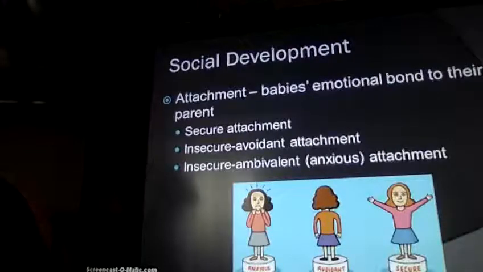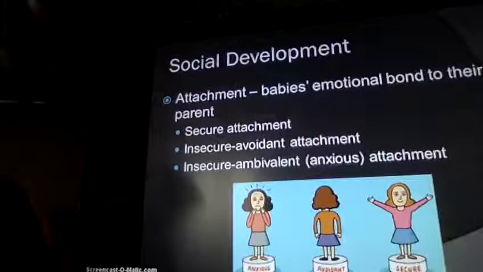Insecure ambivalent attachment, I'm going to refer to it mostly as anxious attachment, is when there's an anxious emotional bond marked by both a desire to be with the parent and some resistance to being reunited. So the parent leaves, the child cries, it wants to be with the parent, the parent comes back, and the child keeps crying, even though the parent came back.